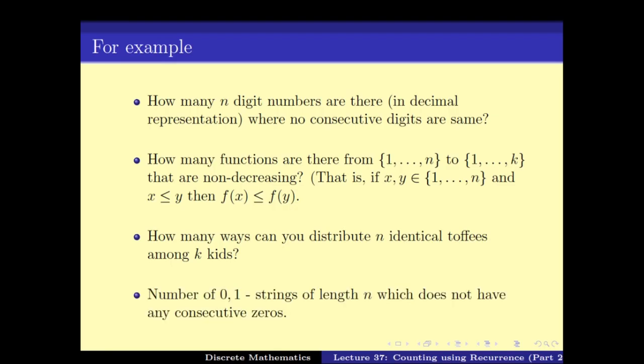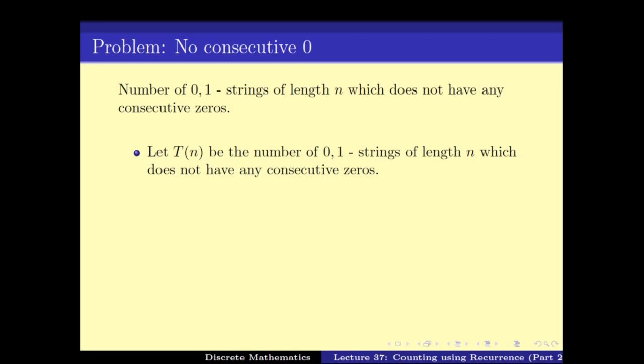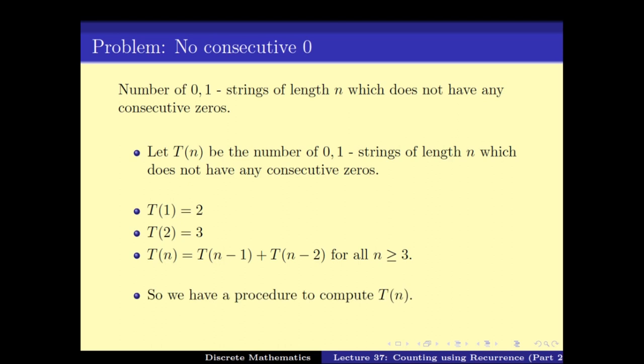The final problem was this problem of how many 0-1 strings of length n are there that do not contain any consecutive zero. And the way in which we did this problem is that we started with the notation Tn being the number of 0-1 strings of length n that do not contain any consecutive zero. We proved that T1 equals 2, T2 equals 3. This we did by pure counting. And then we proved that Tn is equal to Tn minus 1 plus Tn minus 2. And this in fact gave us a procedure of computing Tn.